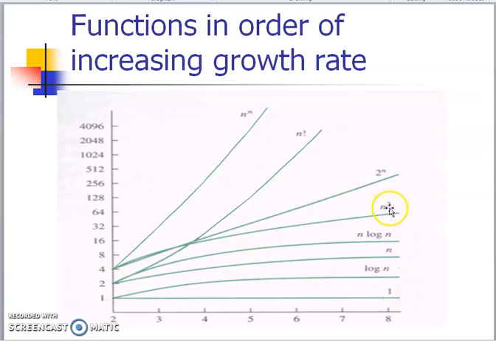And you see the growth rate n squared is actually already pretty expensive. When it goes to 2 to the power of n, or n factorial, or n to the power of n, those are the problems that computers cannot solve.